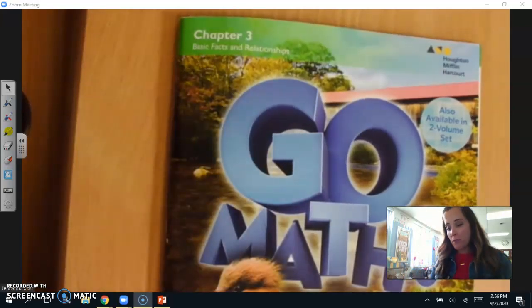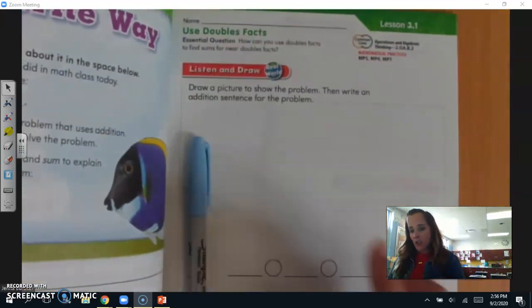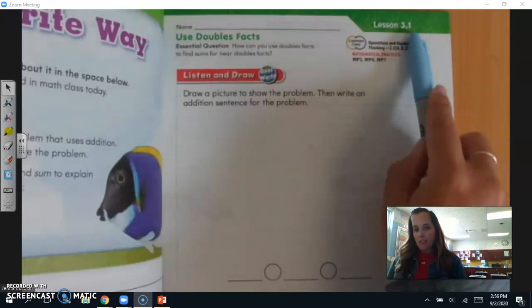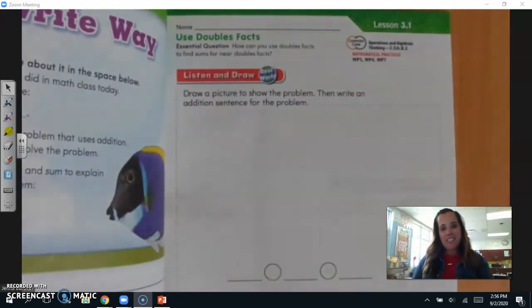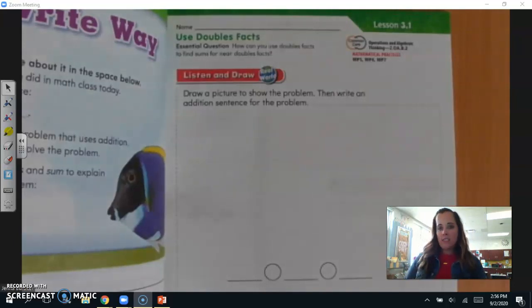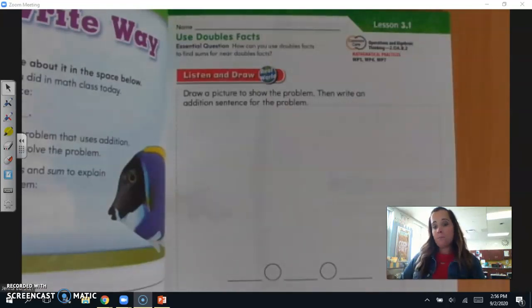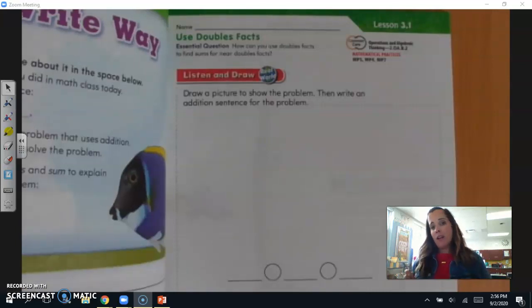We're going to go to 3.1. So, flip open your book to where it says 3.1 up at the top, use doubles facts. It's page 163. Find page 163. Give you a second here to find it. If you don't have it found yet, pause the video and then start when you're all done.